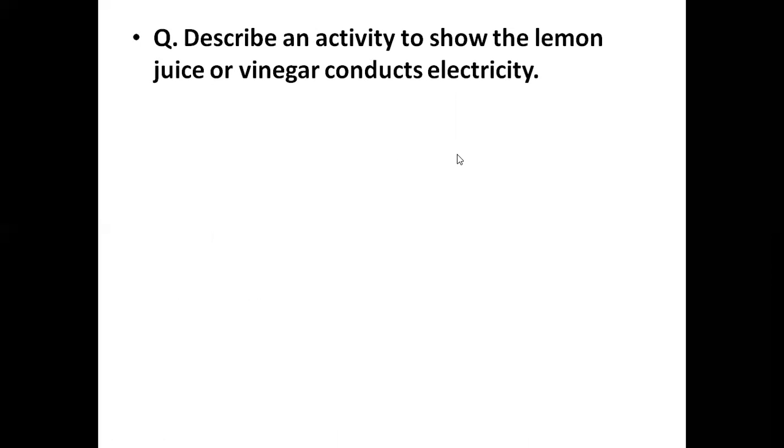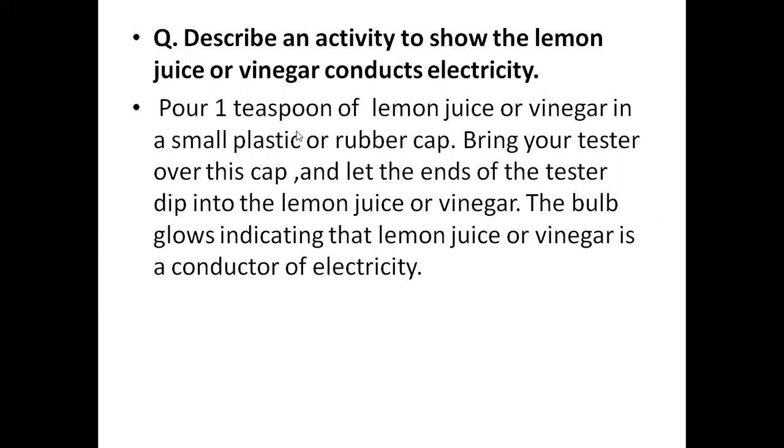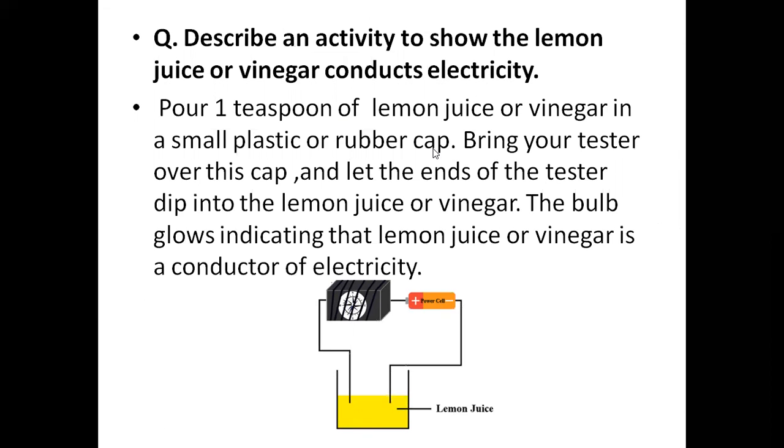Now let us take one simple activity. Describe an activity to show that lemon juice or vinegar conducts electricity. Pour 1 teaspoon of lemon juice or vinegar in a small plastic or rubber cap. If you are given lemon juice or vinegar or any other liquid, these two are just examples. Simple activities like this can be done in the classroom. Bring your tester. This is the tester. The two free ends here, the magnetic compass and the cell or battery, that completes the tester. In place of the magnetic compass, we can even have an LED or torch bulb.